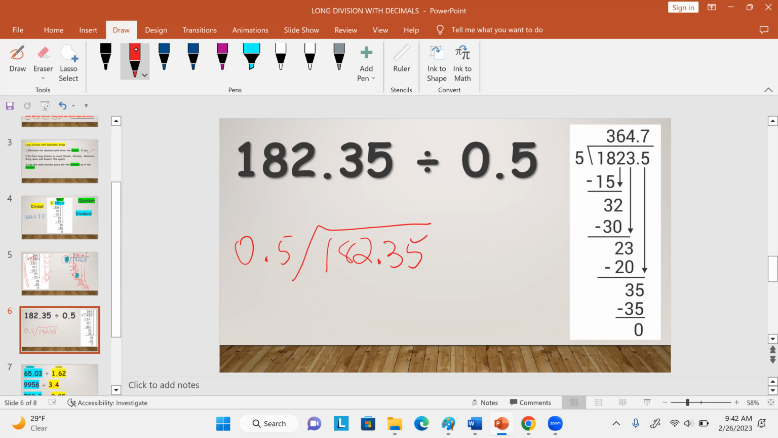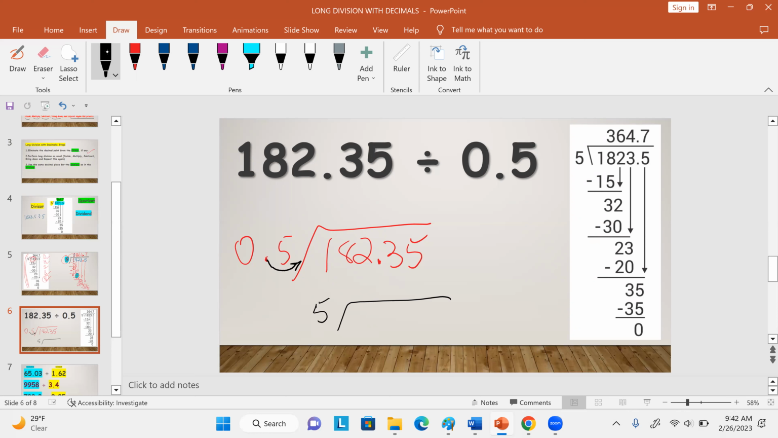Because we have a decimal in the divisor, we need to eliminate that decimal. And how to eliminate that decimal point is to move the decimal point to the right 1 unit. Why 1 unit? Because we always have 1 digit after the decimal. So therefore, you're going to have 5 here because 0.5 is 5.